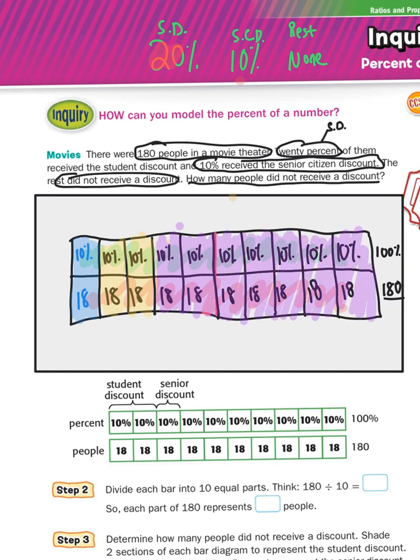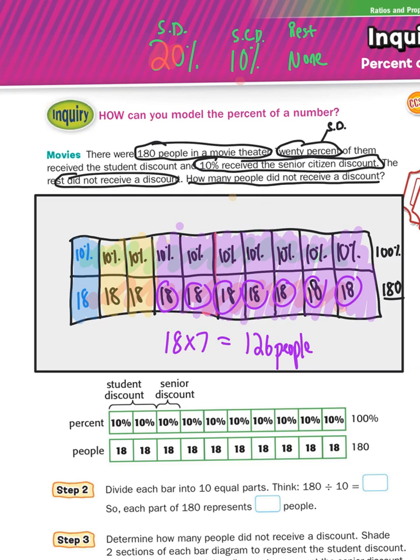So how would you figure out how many people did not receive a discount? Well, you could add 18 plus 18 plus 18 plus 18 plus 18 plus 18 plus 18, but that's kind of annoying. So what you would really do is do 18. Remember, each 10% is 18 times 7, because you see how there's 7 18s? And if you do 18 times 7, you should get 126 people. I think you might want to double check that math since I did that mentally kind of quick.